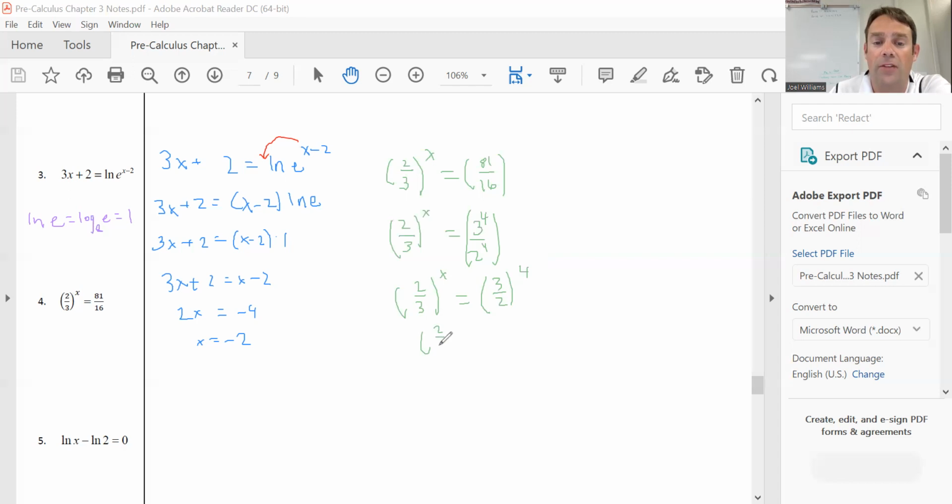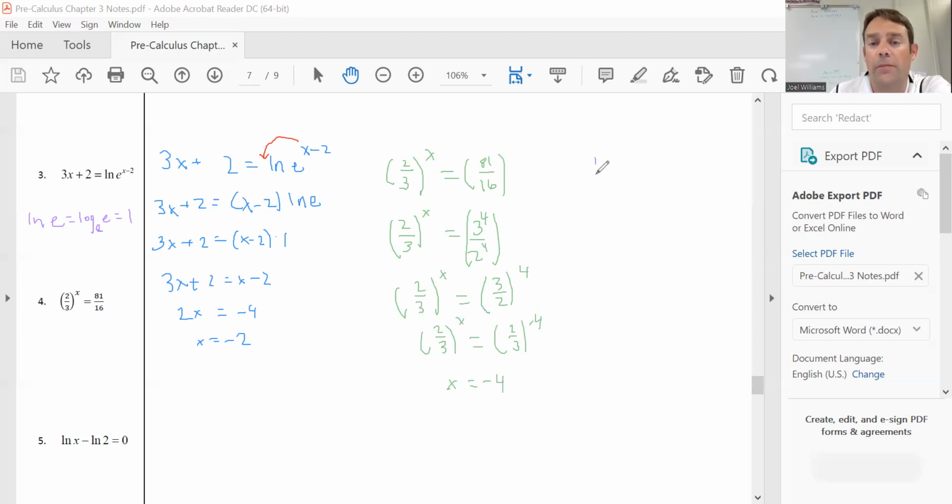And if I want to make these bases match now, I need to take that 3/2 and I need to flip it. So in order to flip it, I have to introduce a negative exponent. So we can make this 2/3 to the -4. So that means now that the bases are the same, the exponents also have to be the same. So x equals -4.